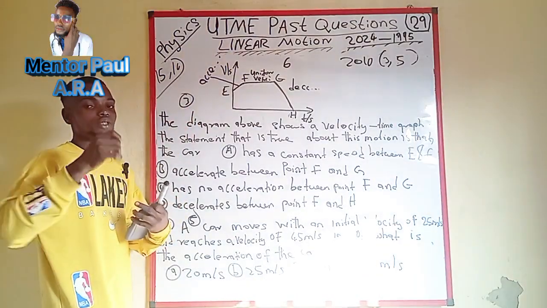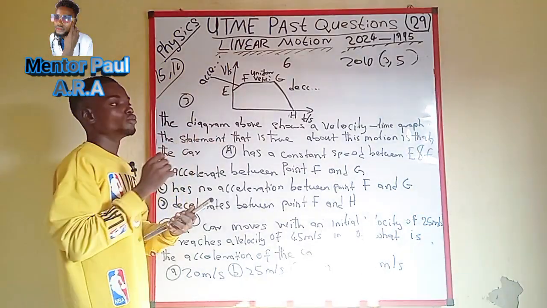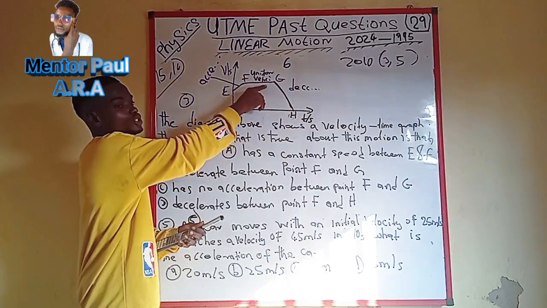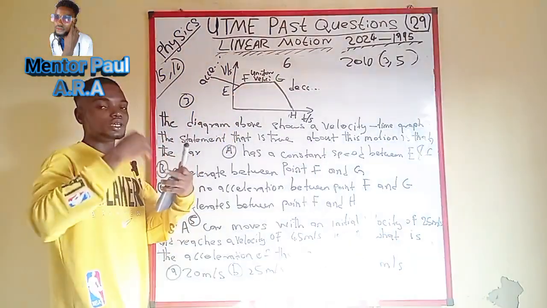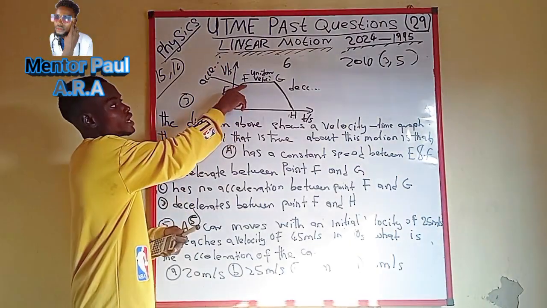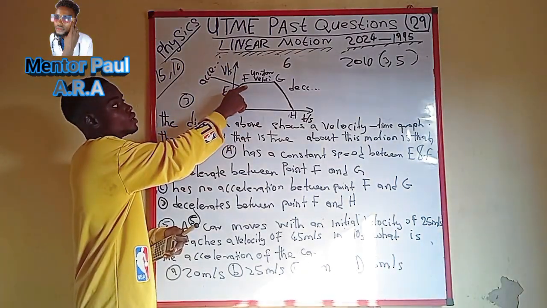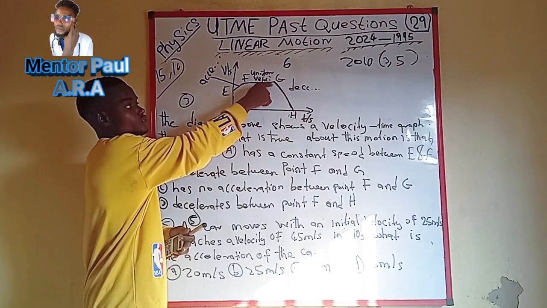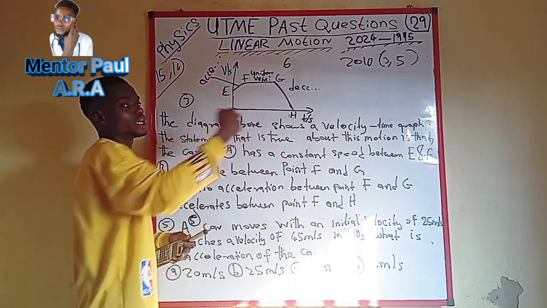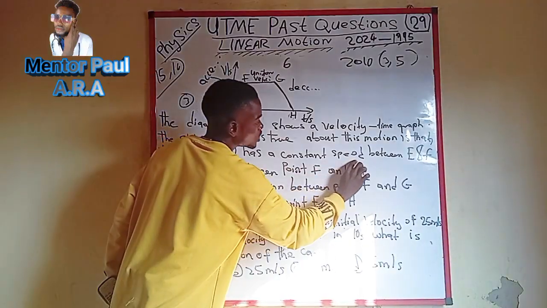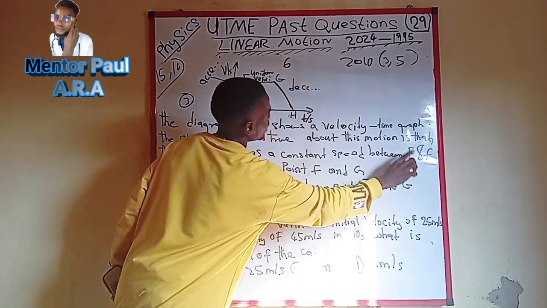If you move at a point, you will now start doing this. This is the acceleration. So it's no longer adding acceleration to increase the speed. It is now under a constant velocity, or uniform velocity. At this point you now start decreasing, a deceleration. Now from here we have a constant speed between E and F.